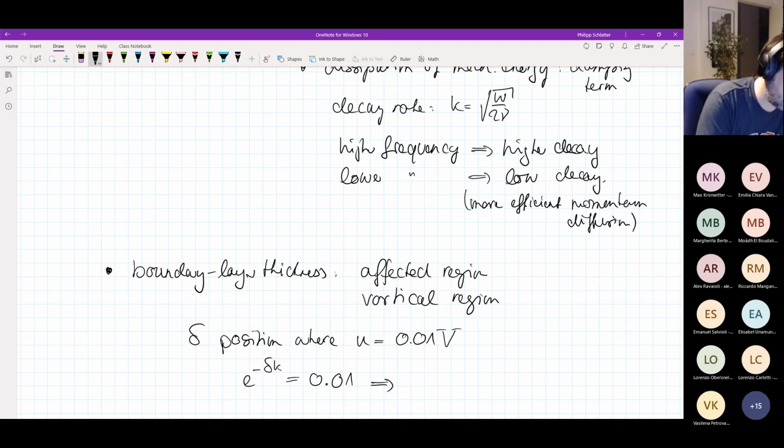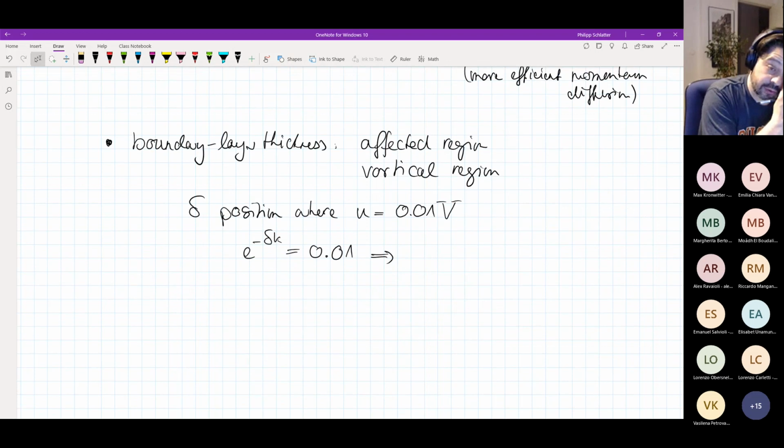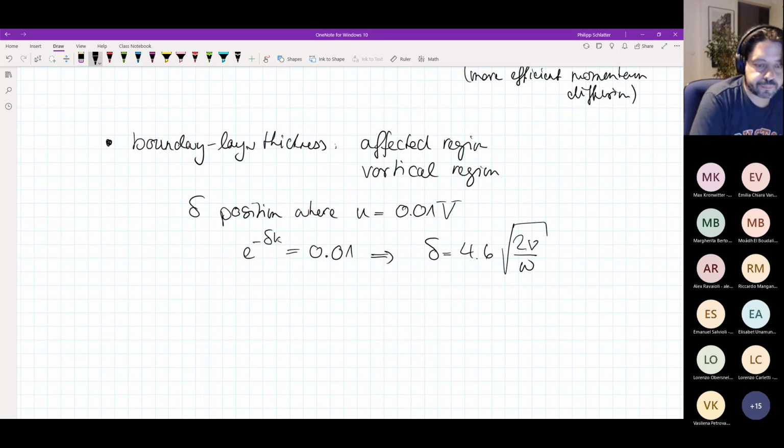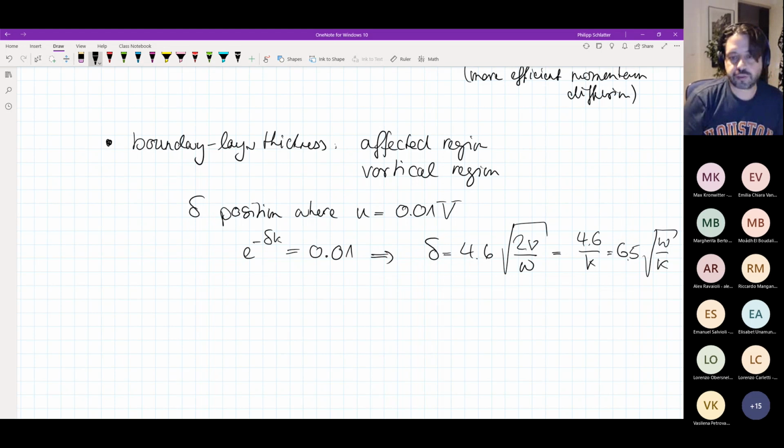And of course, this I can solve. This is not difficult to solve as a function of k, which will then give me delta as 4.6 times the square root of 2 nu divided by omega. Or if I want to use k, of course, 4.6 divided by k, if you want to have the speed in there. I mean, it's all the same.